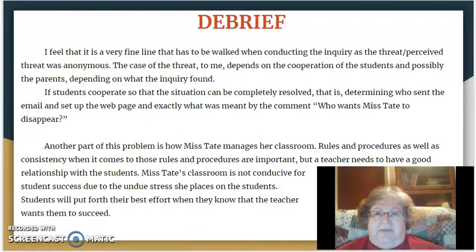It's a fine line you have to walk, especially when this one was anonymous. You have to keep the inquiry going, and you want the cooperation of the students and any teachers. It can be resolved when you do have the cooperation of the students. Once again, Ms. Tate's management of the classroom, if she had followed some of the advice, it may not have happened at all.